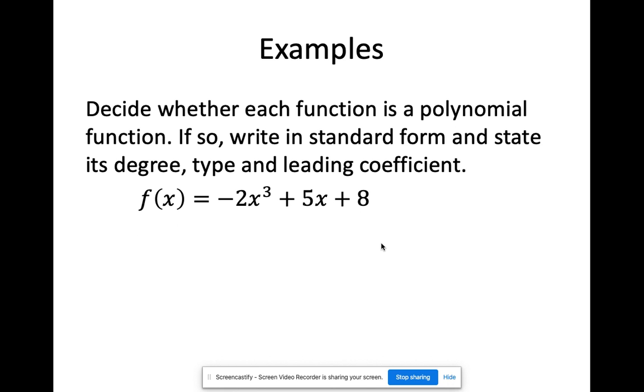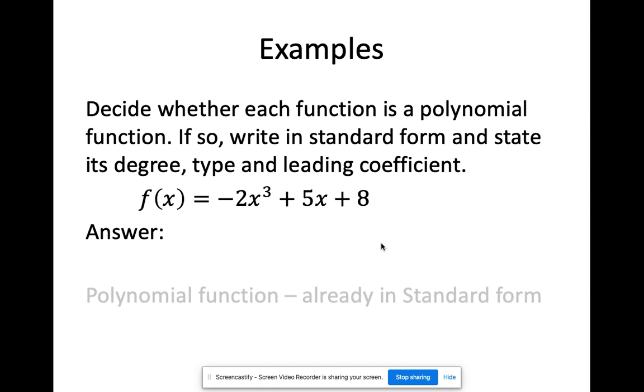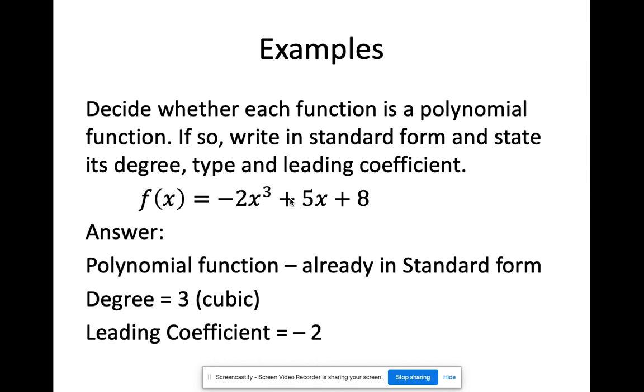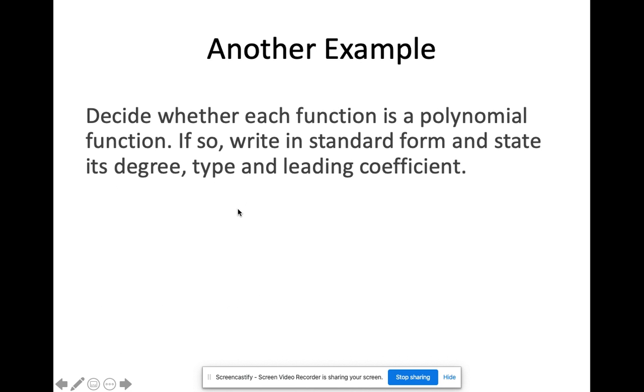So we have f of x equals, okay, 2x to the third power, plus 5x plus 8, which is an example of a polynomial function, which is already in standard form because the powers are decreasing. Okay, the highest power is 3, which means the coefficient is -2. That's the number next to the highest power. Okay, let's have another one.